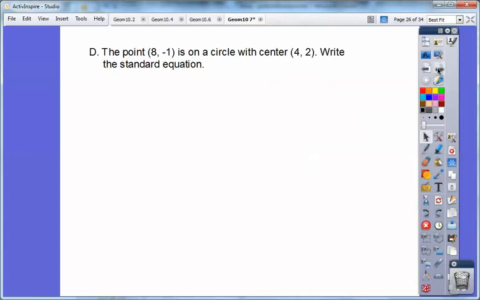All right, let's try a little bit of algebra with this. The point (8, negative 1) is on a circle that has center (4, 2). Remember, this is (h, k). So write a standard equation. Okay, so we need to get this standard equation: (x minus h) squared plus (y minus k) squared equals my radius squared. Remember, 4 is h and 2 is k, so I'm going to go ahead and put those in their places right there.